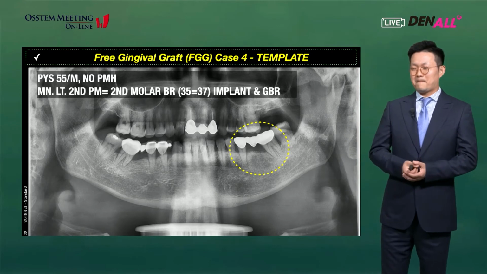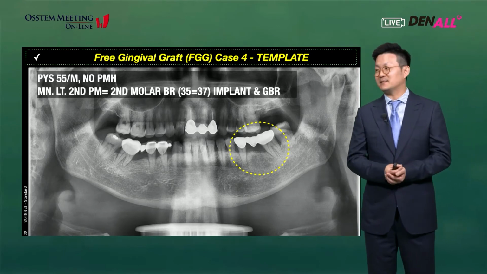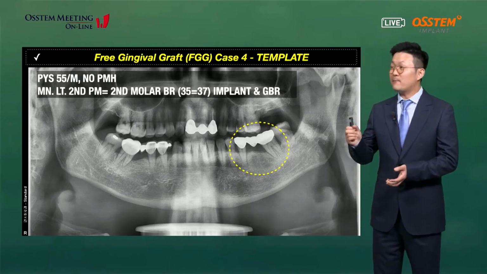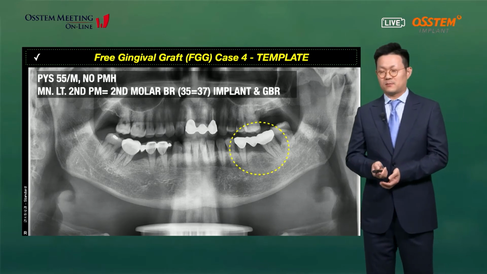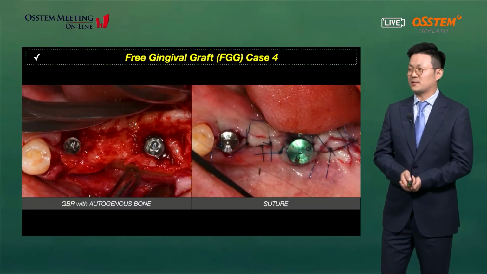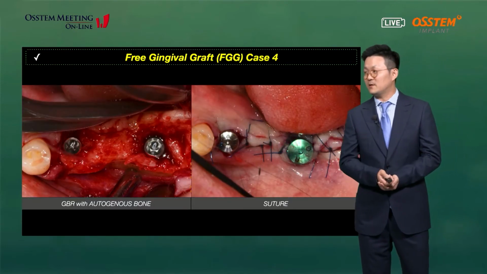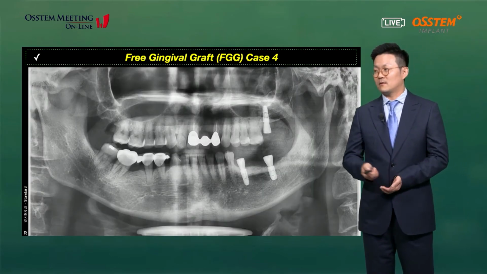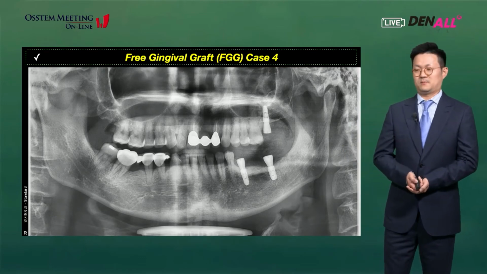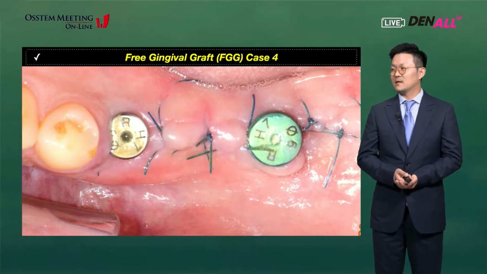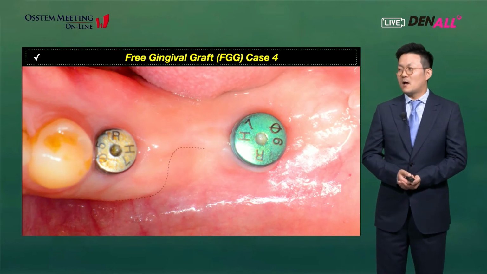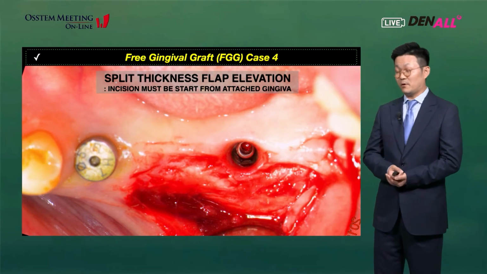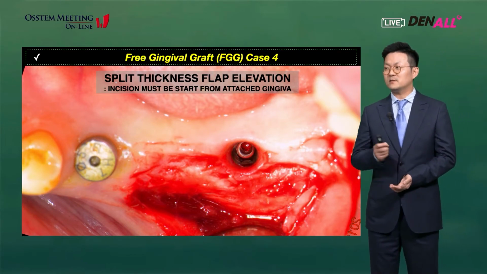Because I suffered from the size mismatch, in this case, I decided to use a template for donor side preparation. So after implant placement, I placed 2 implants with the GBR, and this is the result of the implant placement. And as you see, there's attached gingival loss on the buccal side. So I decided to perform a free gingival graft.